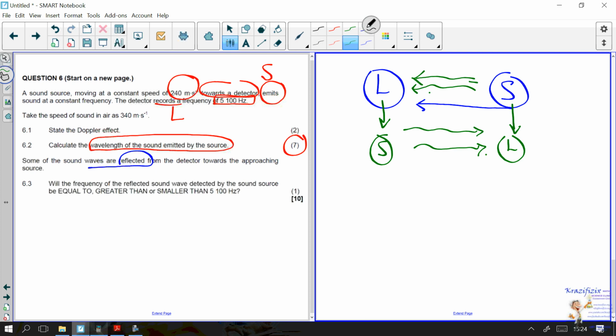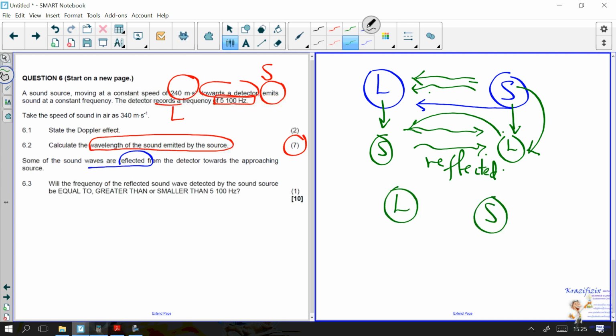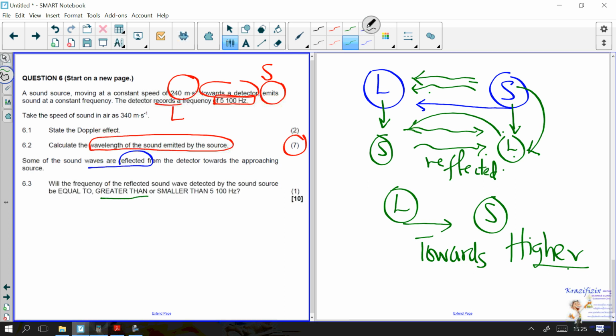Okay, now, will the frequency of the reflected sound wave detected by the sound source be equal, greater, or smaller than? Now, in this case, the sound is reflected. So we notice, remember, my source has become the listener and it is moving towards the source now. Okay, let's draw this now. The listener now is moving towards the source. If it is moving towards, what am I expecting? I'm expecting the frequency to be higher. So it should be greater than.